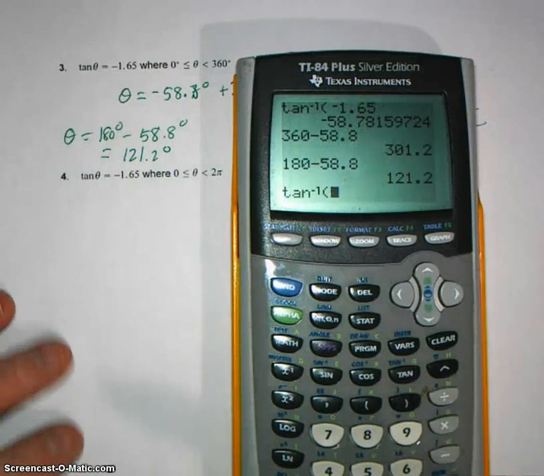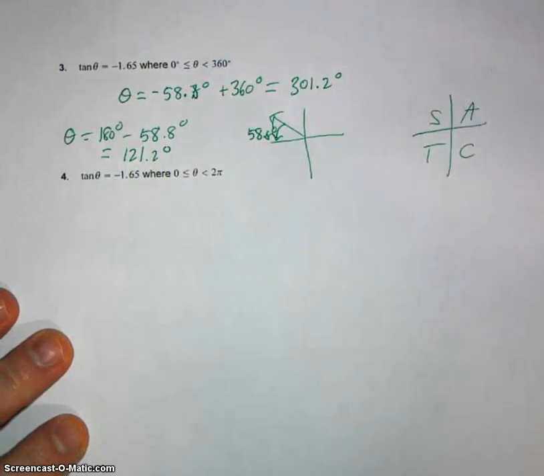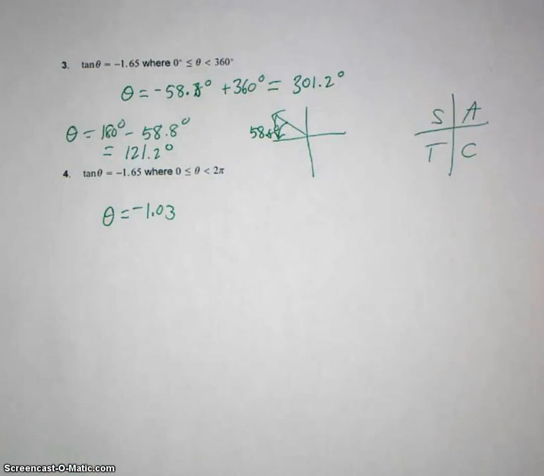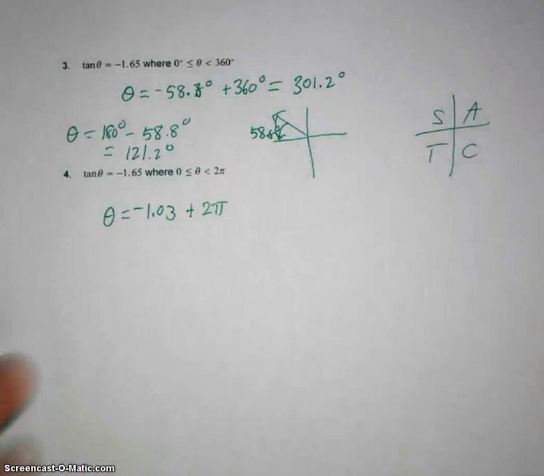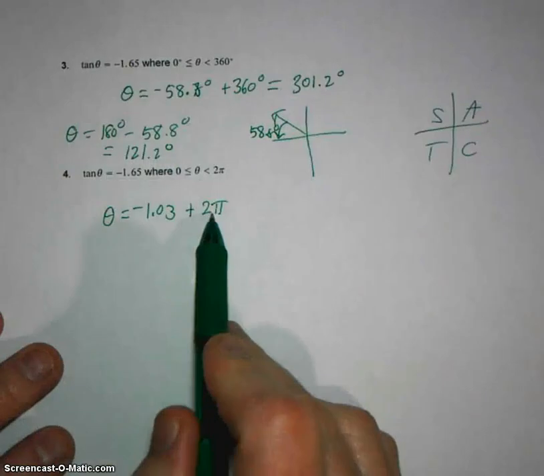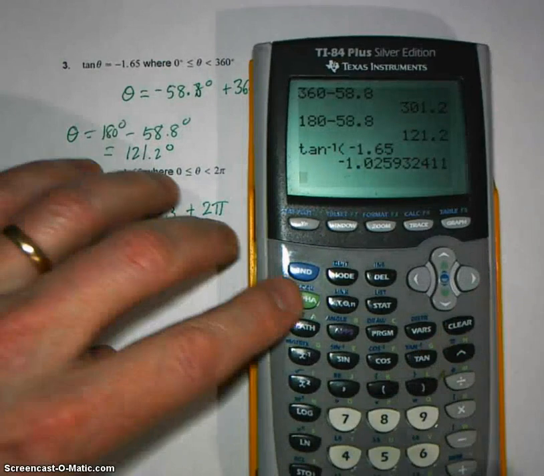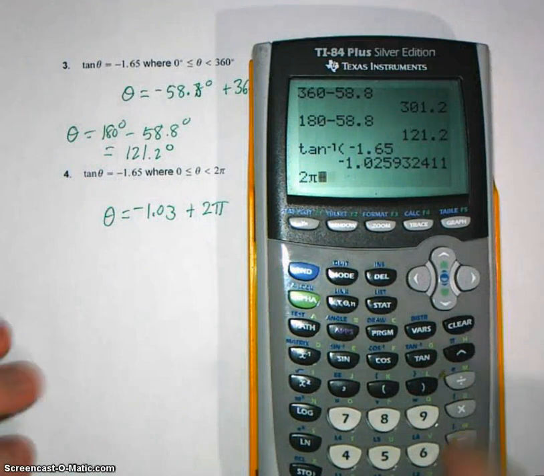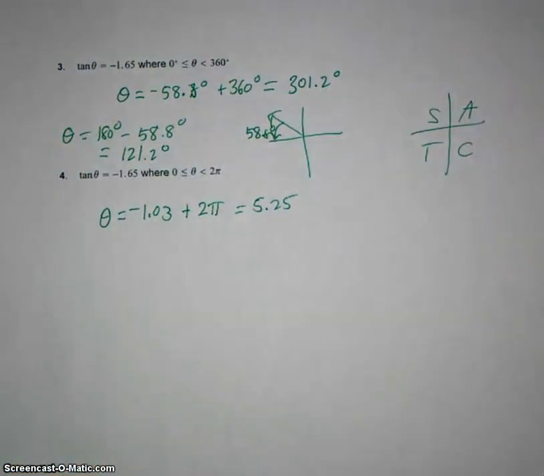I would begin by doing tan inverse of negative 1.65. And it tells me it's negative 1.03. Can't have a negative answer, so we add 1 complete revolution to make it positive. So again, notice we're doing the same thing. We added 360 degrees here. Here we add 2 pi. 2 pi minus 1.03. That's 5.25. There's our answer in quadrant 4.